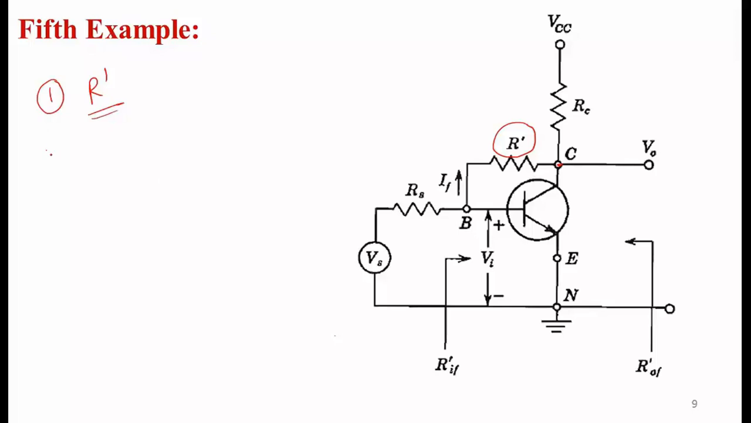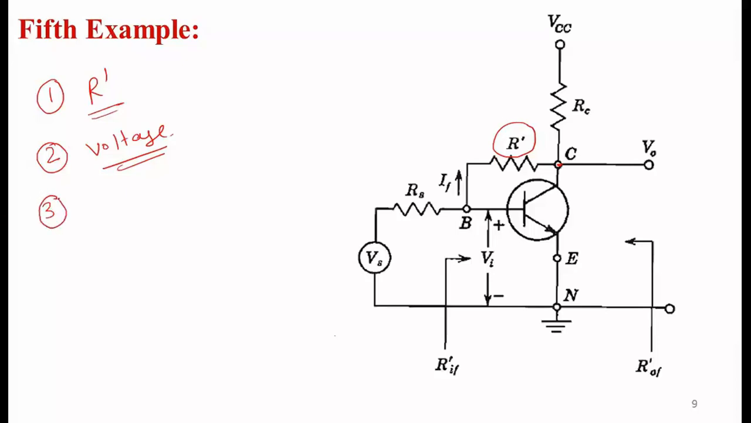The second step is to observe which kind of sampling this is. For that we have to see whether the feedback terminal of the feedback component and the terminal from where we are taking the output are common. Yes, this is common. So if this is common, we can say that this is voltage sampling at the output side. This terminal is common to the terminal from where we are taking the output.